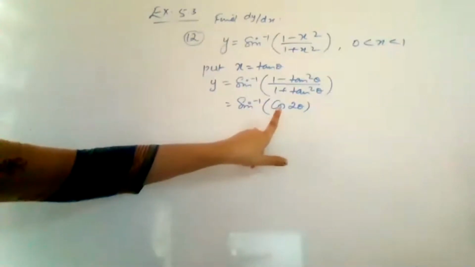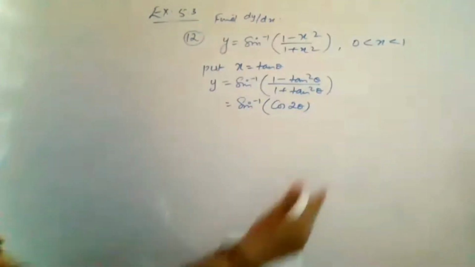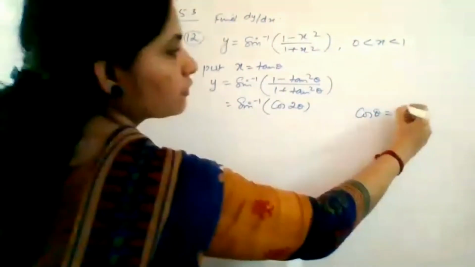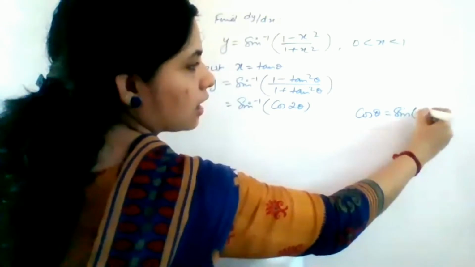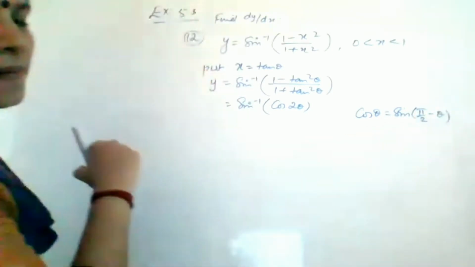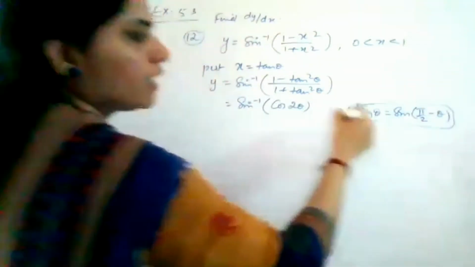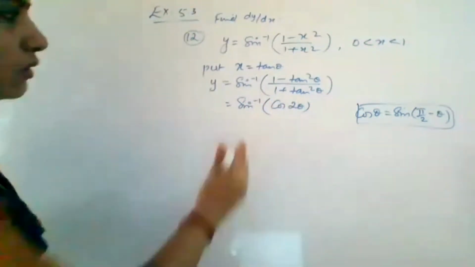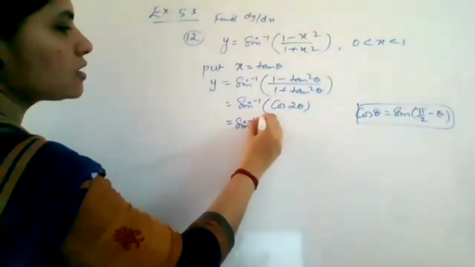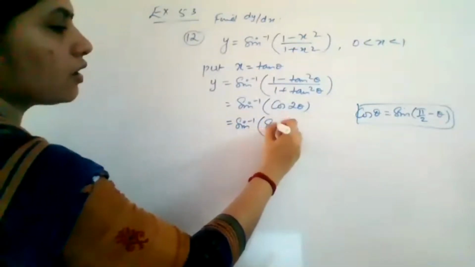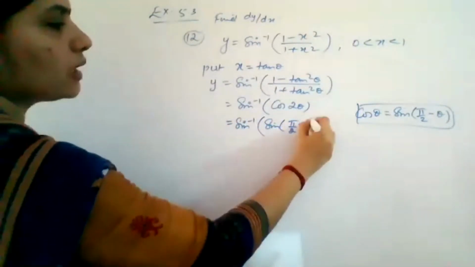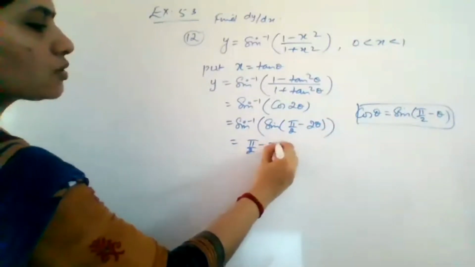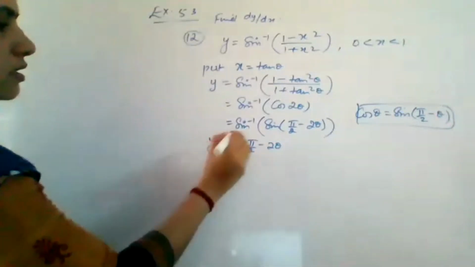So cos can be written in terms of sine. How? Cos theta can be written as sine of 90 minus theta, so that we will get the angle as sine of something. So this will give you sine inverse of sine of (pi by 2 minus 2 theta). The sine inverse and sine go, and you will get pi by 2 minus 2 theta. Here it is your y.